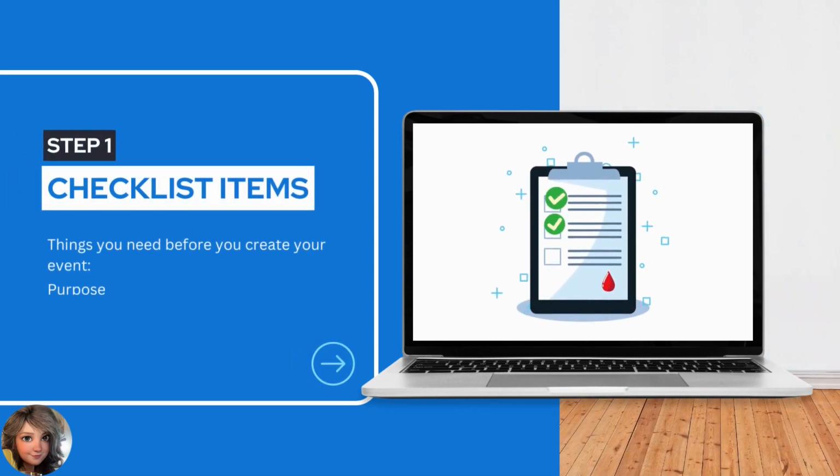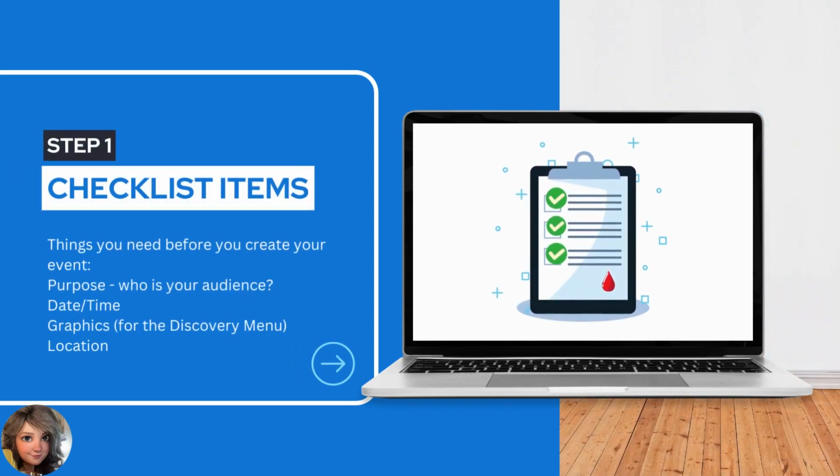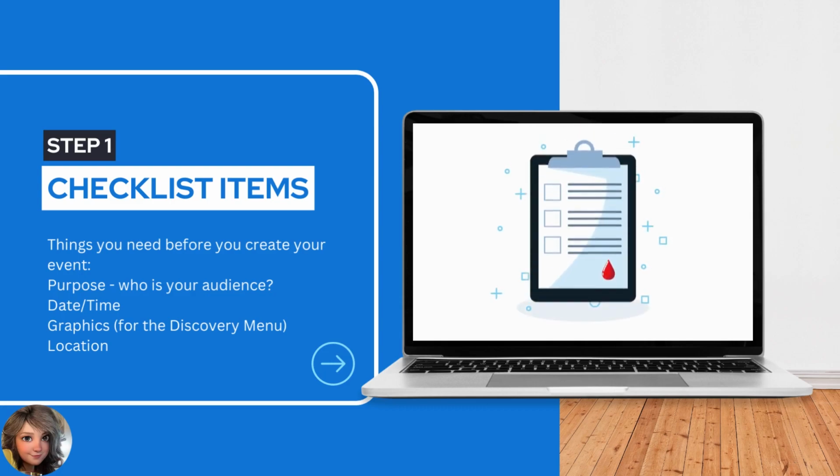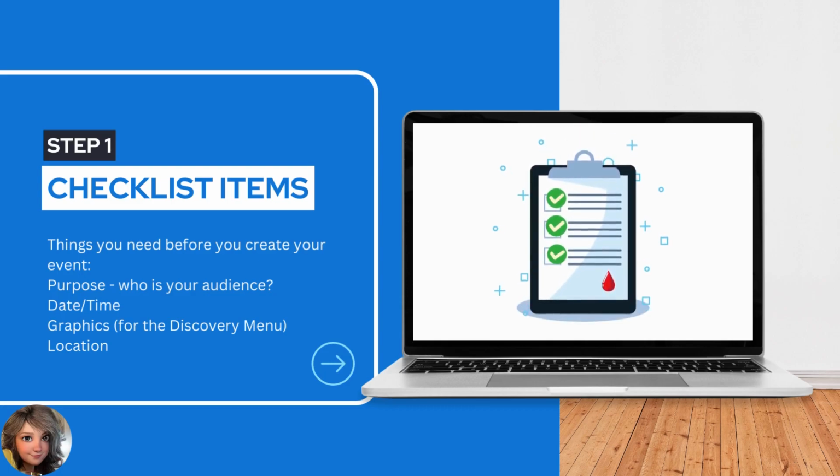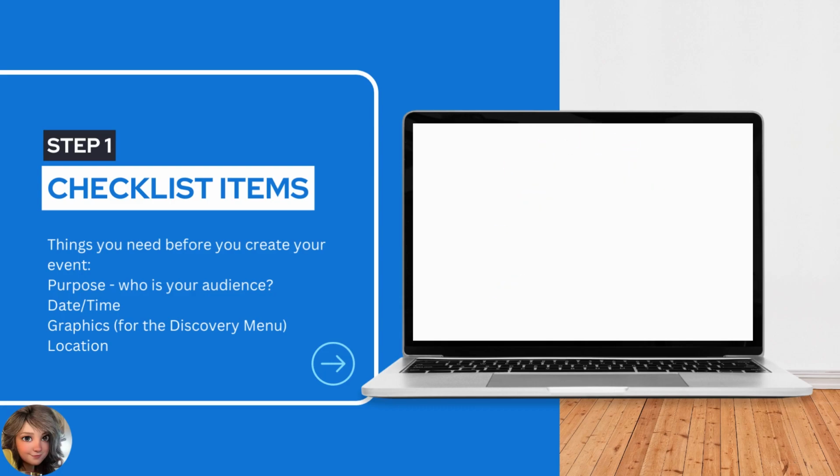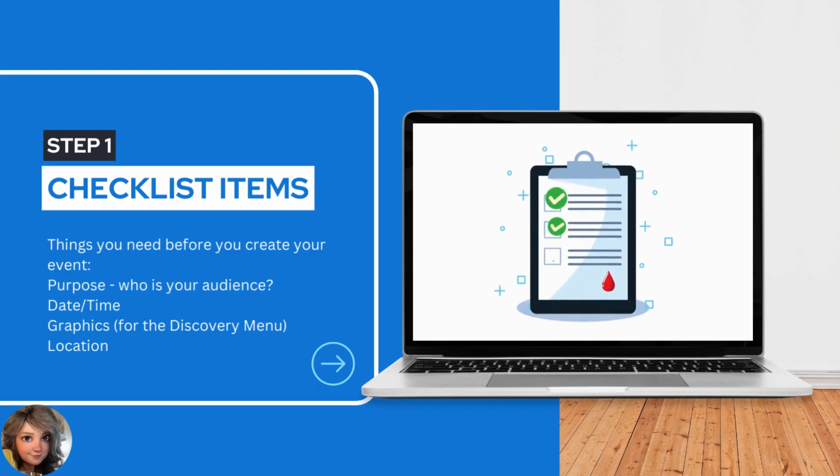First, you're going to need a couple of things before you even get started. The first one is the purpose. Who is your audience and what are you going to do? Then you're going to need a date and a time. You're going to need some graphics to go along with it. And then you're definitely going to need to pick a really cool location that showcases your event the best.